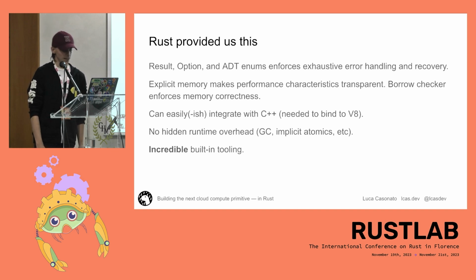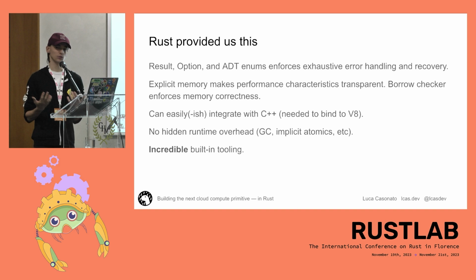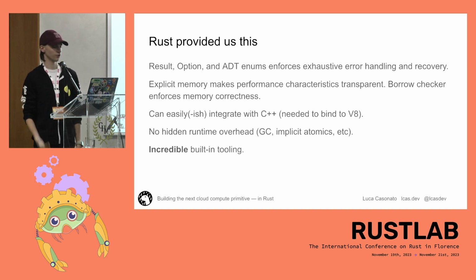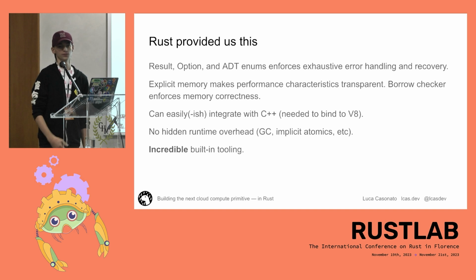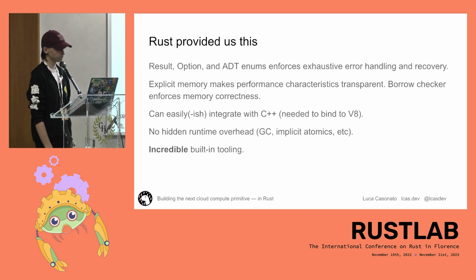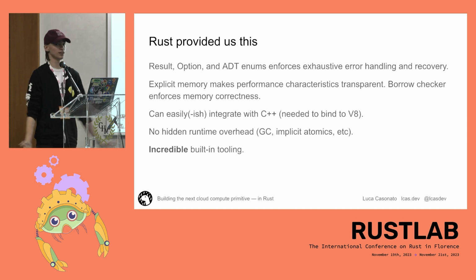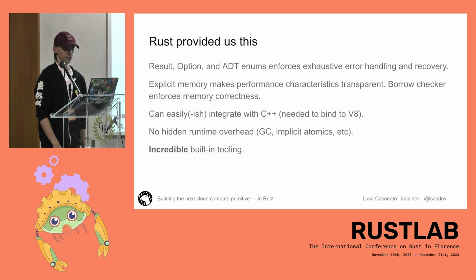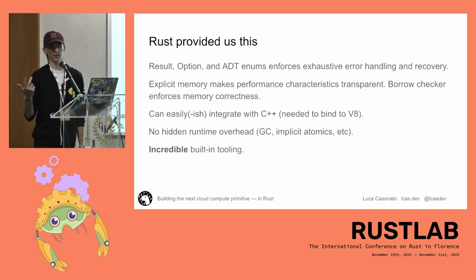Yeah, the explicit memory management obviously makes performance very great, due to the way that you can see whether code will be performant or not just based on the way it is written. If you have a clone in there, this is going to cause an allocation. If you don't have a clone, no allocation, right? This is transparent performance. And the borrow checker then enforces that it's correct, which is great. You can pretty easily integrate with C++, which for us was a prerequisite because we needed to integrate with V8.